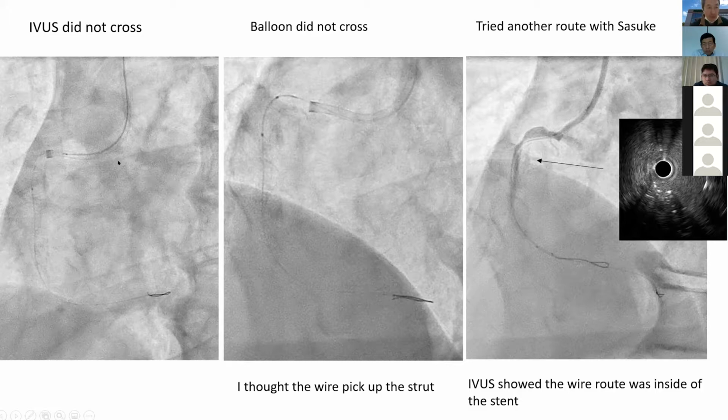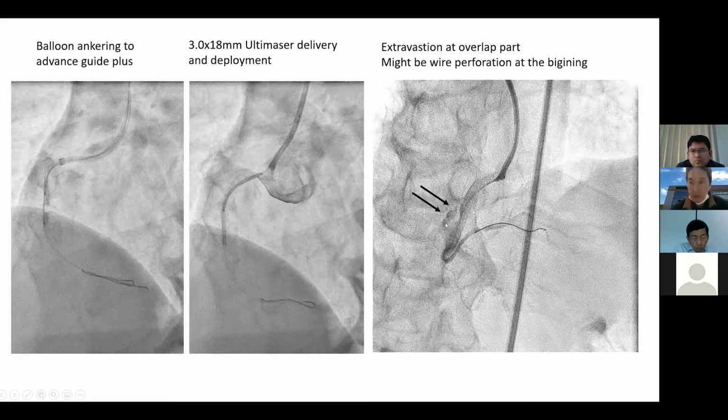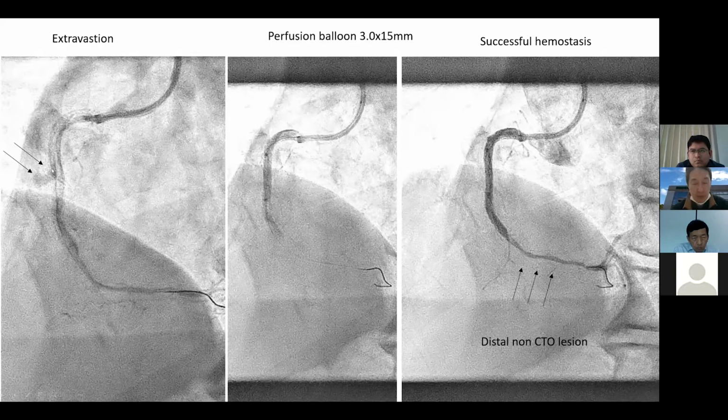So I brought down the guide extension and then deployed another stent at the proximal. After deploying the stent, I checked the angio, and I had a perforation on this part. Maybe the fast wiring made a perforation here. So this is extravasation. So I used the perfusion balloon, 3.0 by 15, here. And then I got successful hemostasis here. So the CTO part is all fixed with the stent. And the distal part is like a diffuse disease.